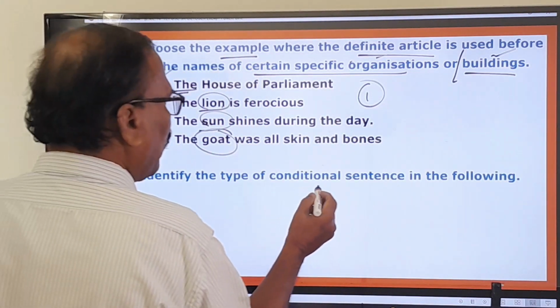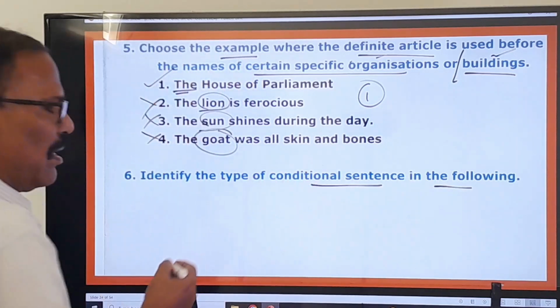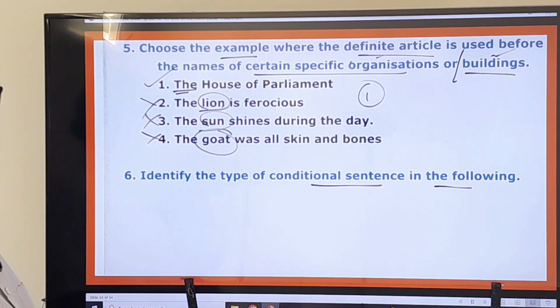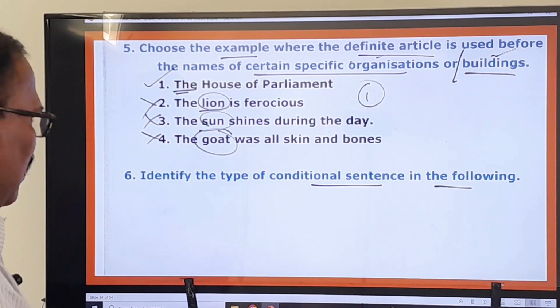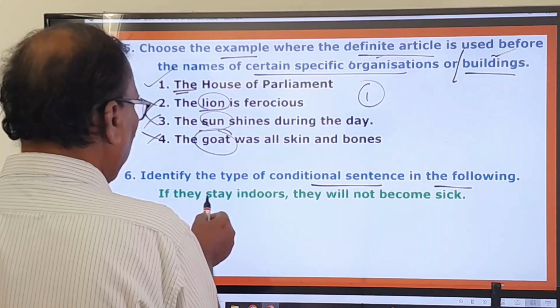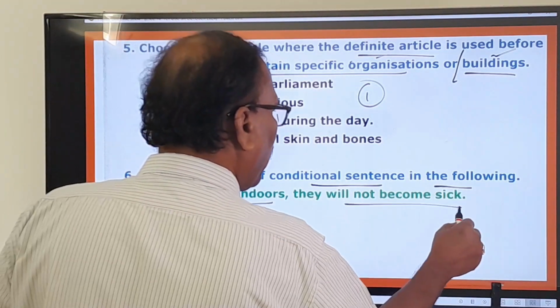Identify the type of conditional sentence in the following. So he is asking you to find out the type of conditional sentence. Okay, here: if they stay indoors, they will not become sick.